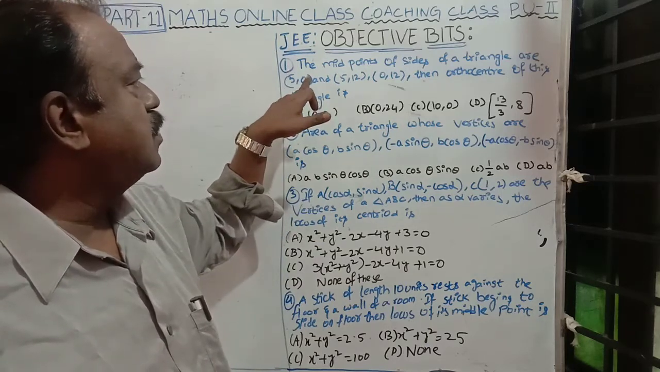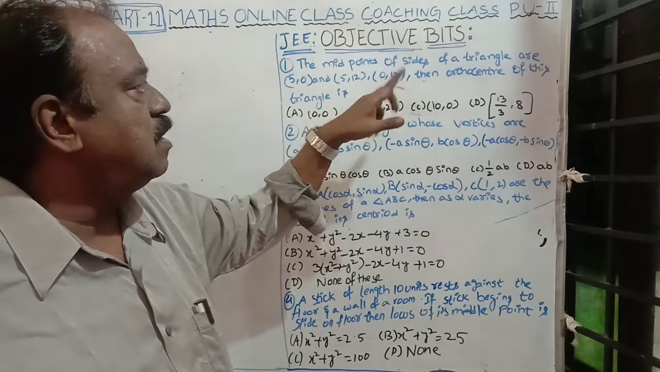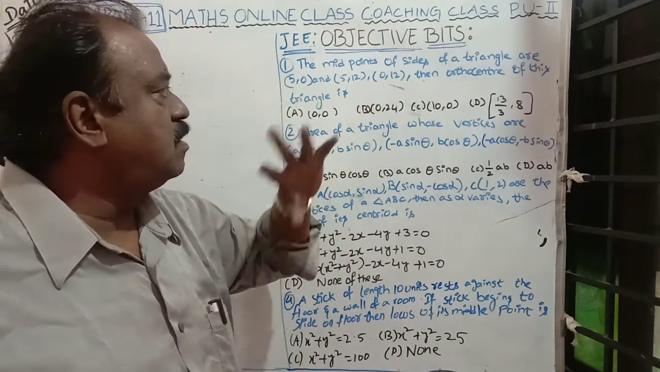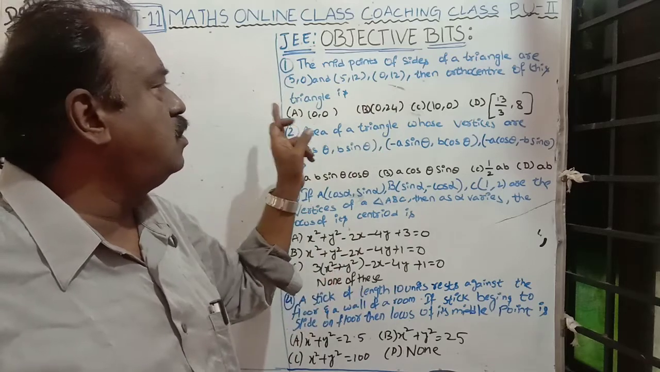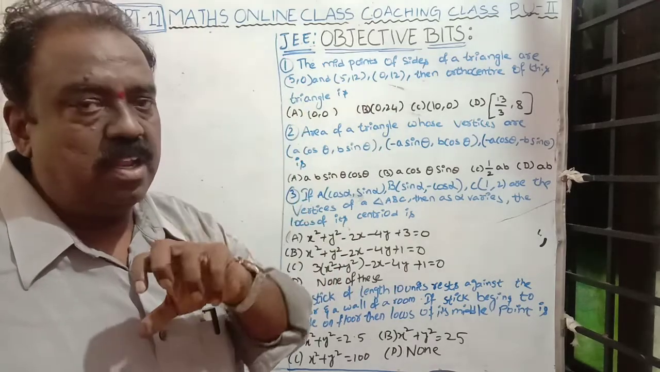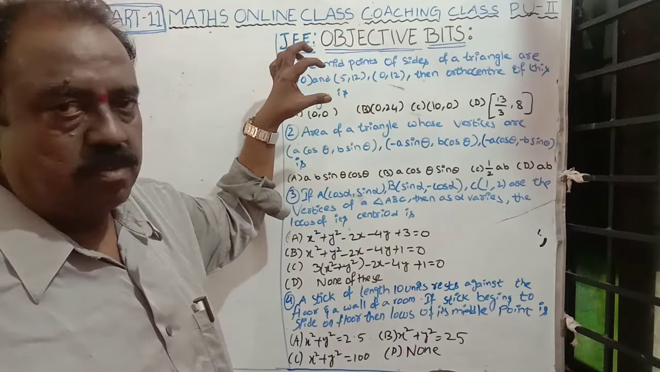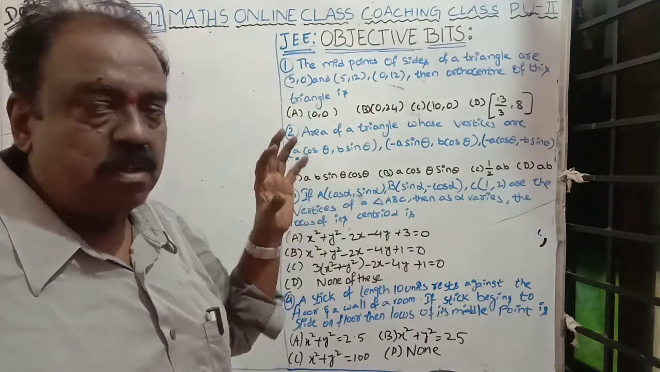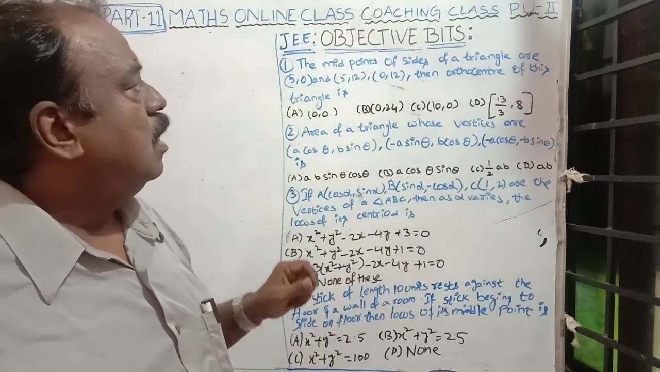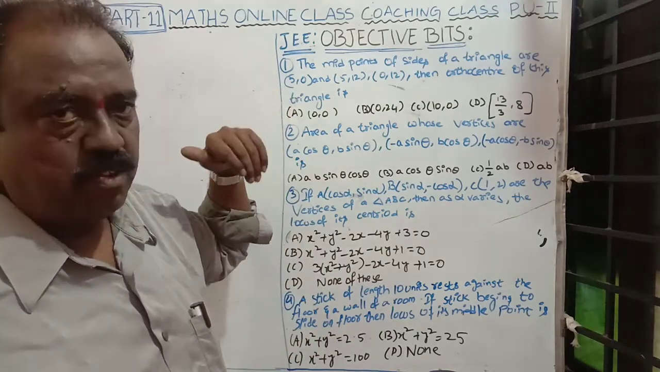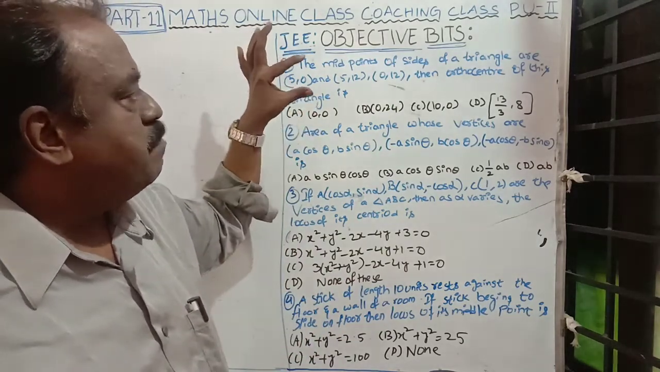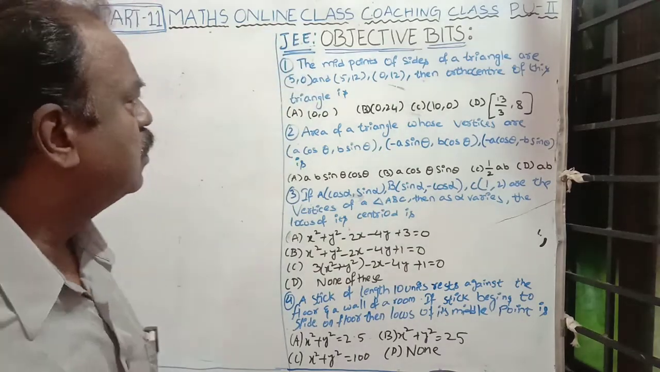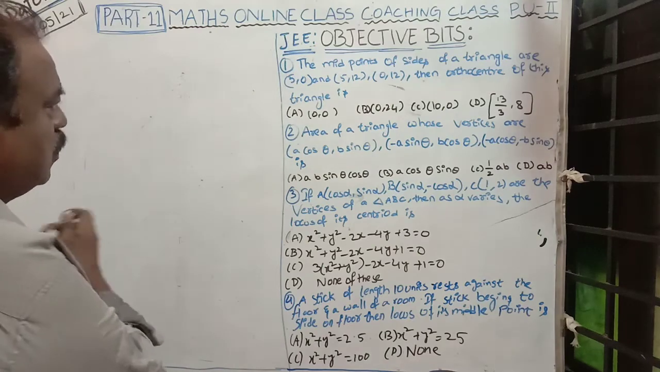You see, the midpoints of sides of a triangle or the three vertices are given. Then find the orthocenter of the triangle. It's a very good concept. All these problems are asked in different years of JEE Mains. The midpoints of sides of the triangle are given. You see, I draw the diagram.